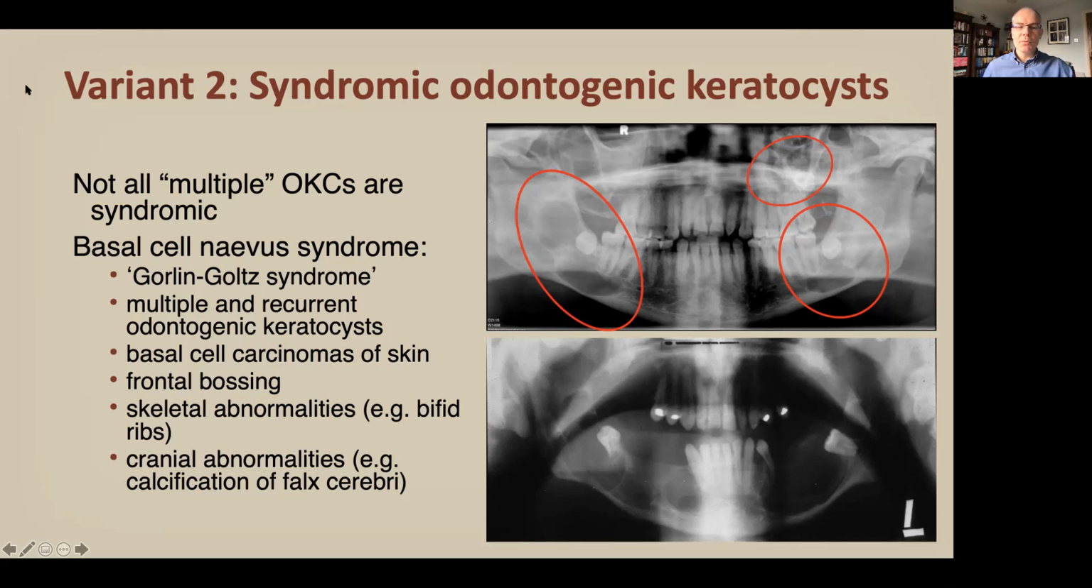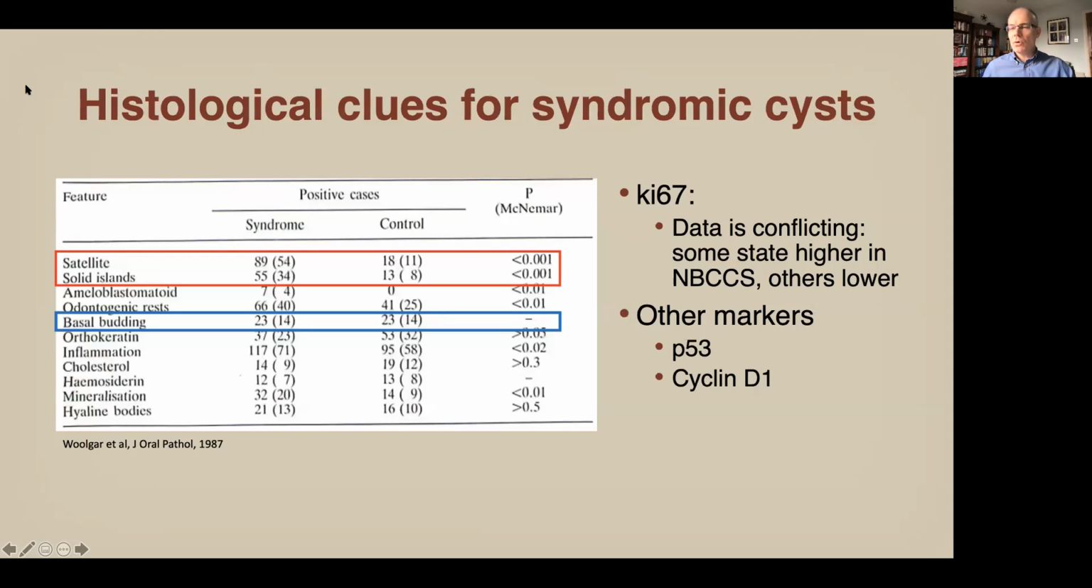And those patients have multiple recurrent odontogenic keratocysts, along with other features, including basal cell carcinomas of the skin. And you can see in the panoramic radiograph here that the multiple radiolucent lesions are identified. So what are the clues for syndromic cysts? I showed you a histology of basal budding a few slides ago. Is that associated with a syndromic cyst? Well, according to the overall analysis, no. It is the presence of satellites or daughter cysts and also solid islands, which are particularly related to syndromic cysts. Immunohistochemical analysis for that is not particularly helpful, and in fact, in some cases, might be confusing.